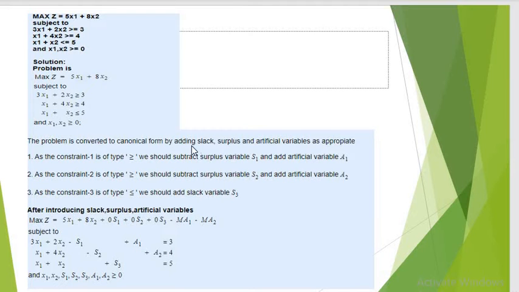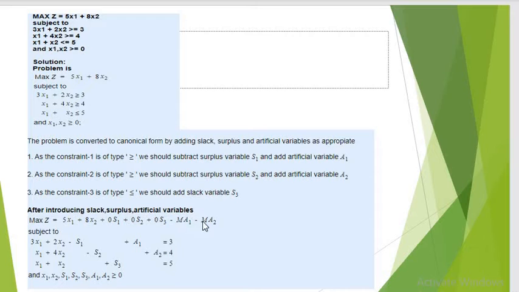Now convert the problem to canonical form by adding slack, surplus and artificial variables appropriately. Since constraint 1 is of the type greater than or equal to, we should subtract surplus variable s1 and add artificial variable a1. And as constraint 2 is again greater than or equal to type, we should subtract surplus variable s2 and add artificial variable a2. And the third constraint is less than or equal to type, so we should add slack variable s3.